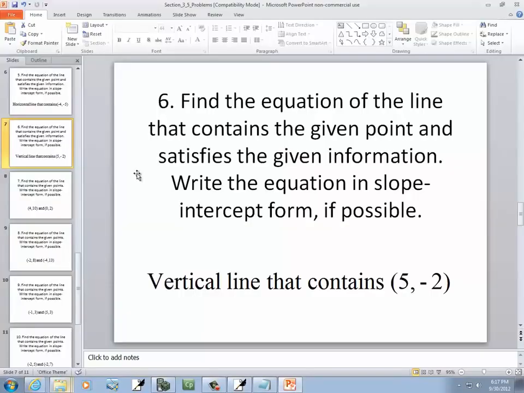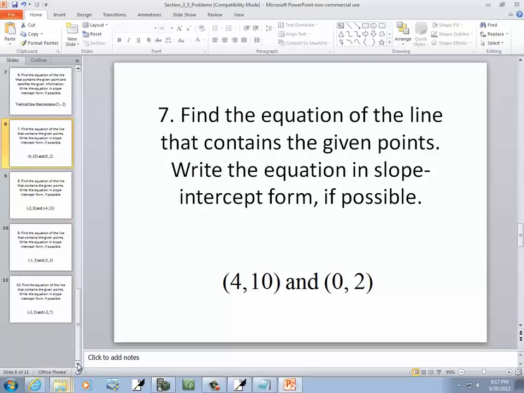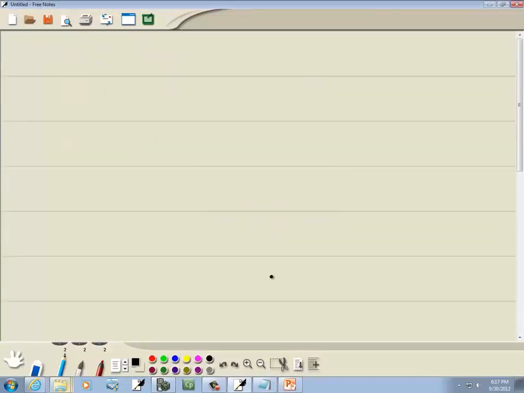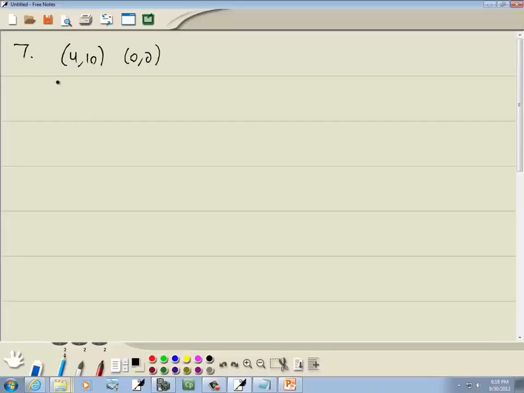Now, next problem, I'm going to need some more space, so I'll start a new page. We're back to find the equation of the line where we're not talking about the oddball cases, at least for a couple of problems. So let me start a new page. Okay, so 4, 10, and we got 0, 2. And same instructions, find the equation of the line that contains the given points. Well, remember our steps.